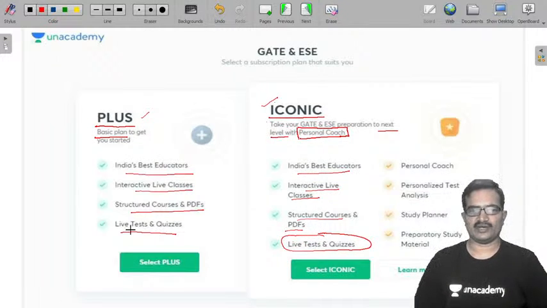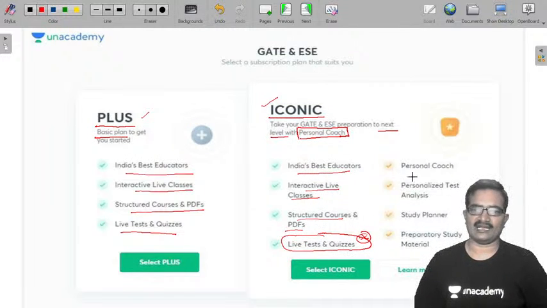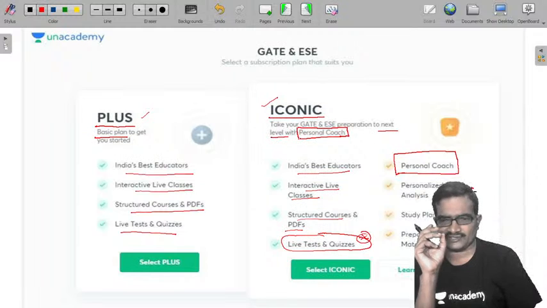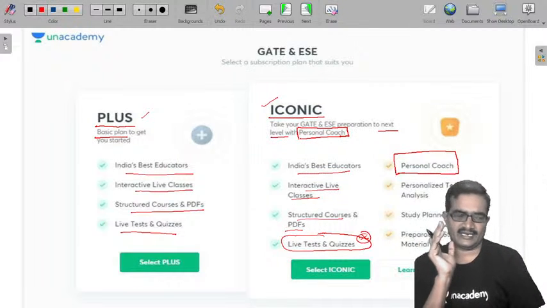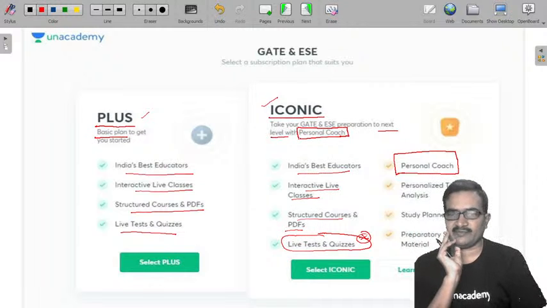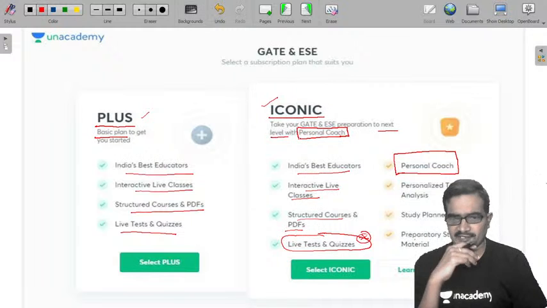Okay, so in Plus you have to write the exam and analyze it on your own. But here, once you have written a test, the test is going to be analyzed by the personal coach who is allotted to you. Okay, he will analyze that test, prepare a study planner for you, and provide that study planner to you. Based on that study planner, you can continue your preparation.